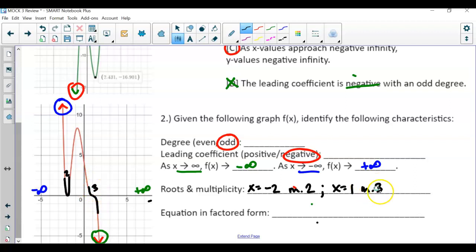So if I were to write my equation in factored form, remember now, going the other direction, I'm going to change the sign. So not -2, but +2. So x plus 2 with my multiplicity, so to the second power. Then x minus 1, right, for positive, but now with a multiplicity of 3, now to the third power.